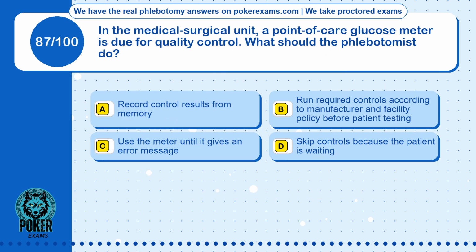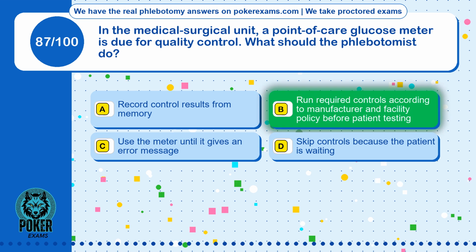Question 87. In the medical surgical unit, a point-of-care glucose meter is due for quality control. What should the phlebotomist do? Option A. Record control results from memory. Option B. Run required controls according to manufacturer and facility policy before patient testing. Option C. Use the meter until it gives an error message. Option D. Skip controls because the patient is waiting.